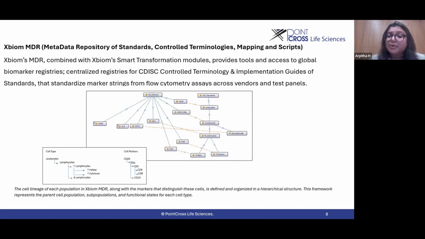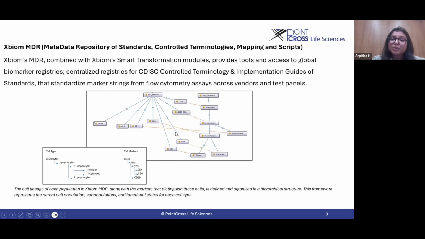So let me walk you through now the XBiome approach of streamlining the standardization process. The XBiome metadata repository and the smart transformation module allow you to simplify and harmonize complex biomarker data, having access to the global registries and the controlled terminologies. What this means is the marker string will be standardized irrespective of different assays, different vendors, or different panels. The markers would be consistently standardized.